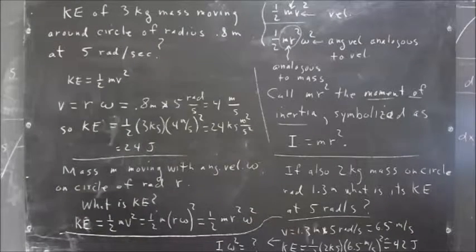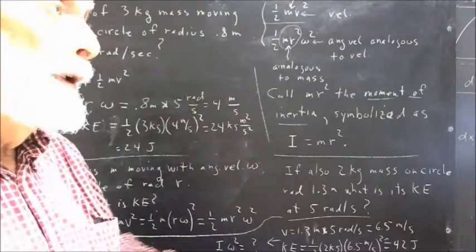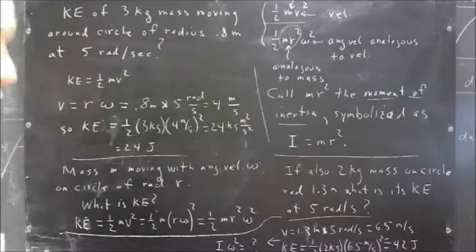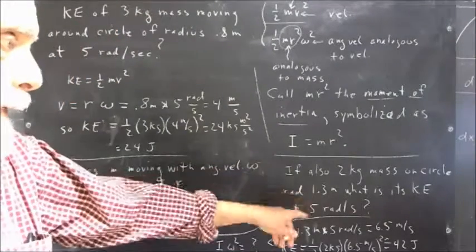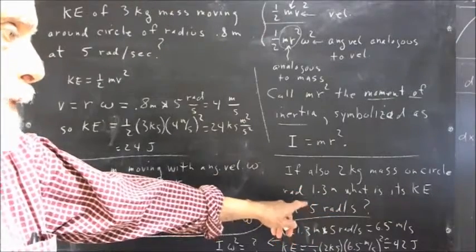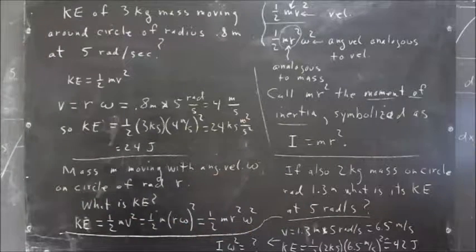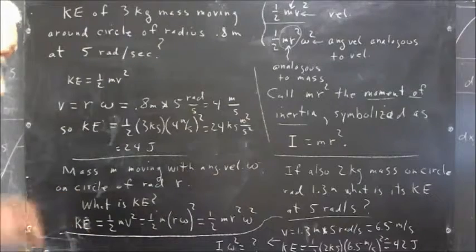Okay, we now ask for this second object, what does I omega squared equal? What do we get if we calculate I omega squared for the 2 kilogram mass moving at 5 radians per second on a 1.3 meter circle? So you should figure that out before I proceed to calculate it, but here we go.